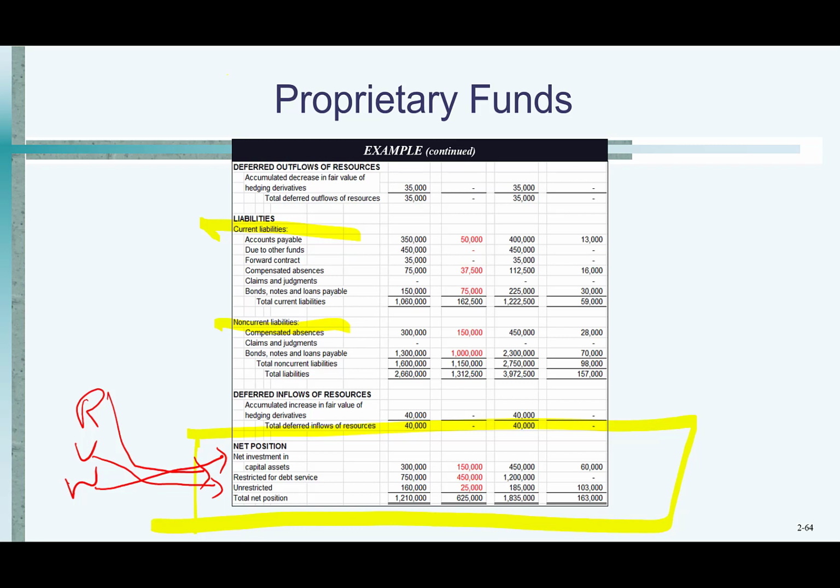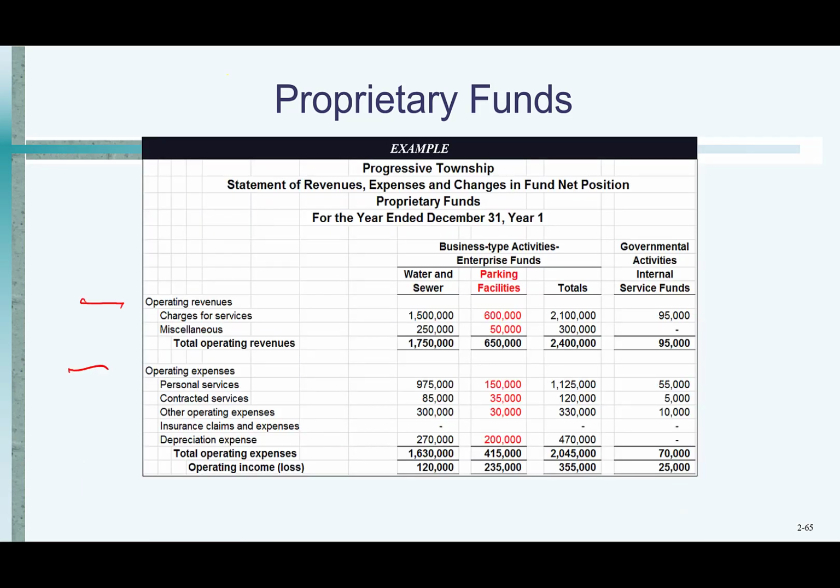Okay, good. Now, the way to remember these categories is by the mnemonic RUN. Restricted, unrestricted, and net investment in capital assets. The mnemonic RUN. Okay, good.